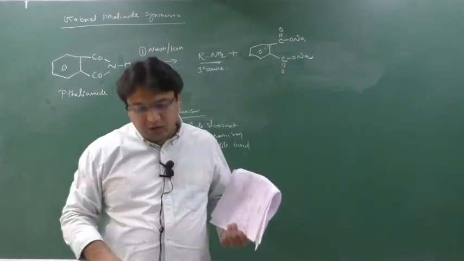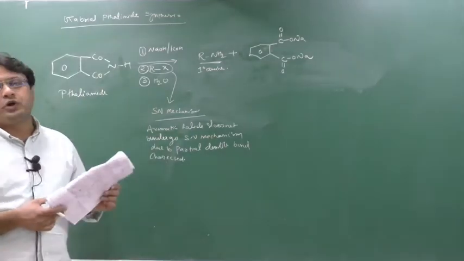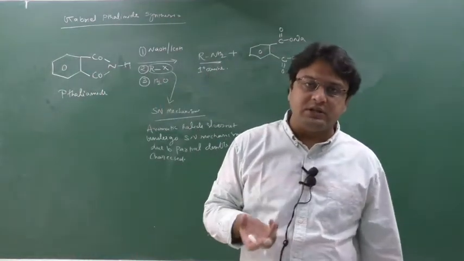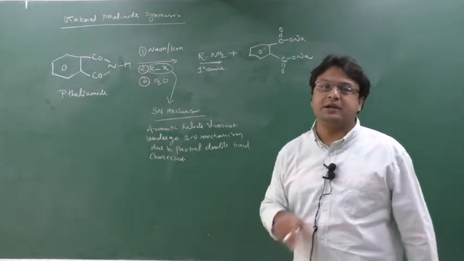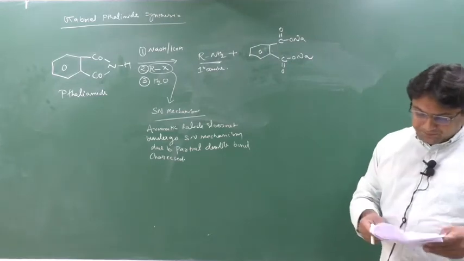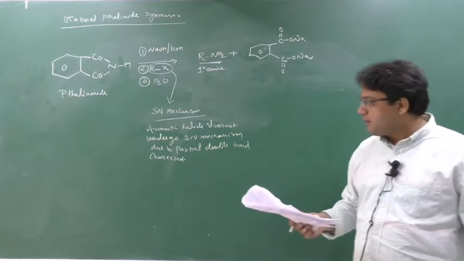Clear? Aliphatic primary amines. Aromatic you cannot use, because aromatic halides will not undergo the SN mechanism, because they have the partial double bond character. That is the reason. Clear this part? Chalo. You can make a note here.